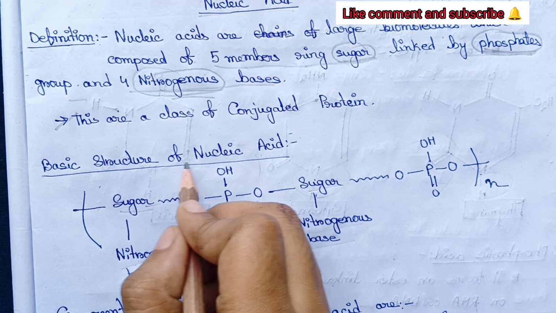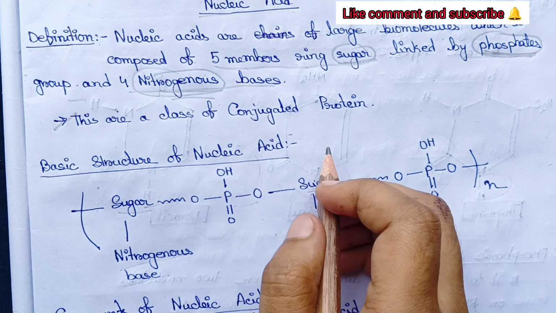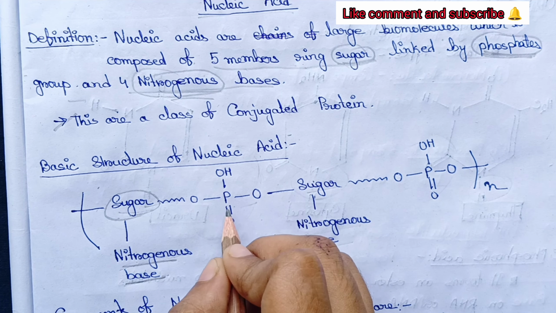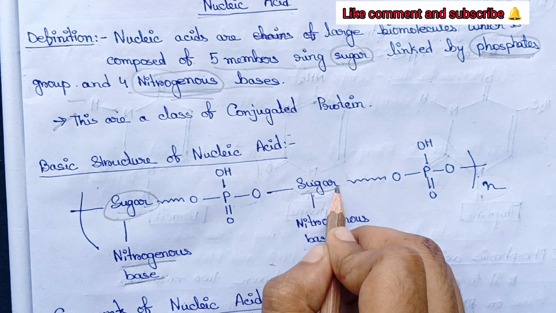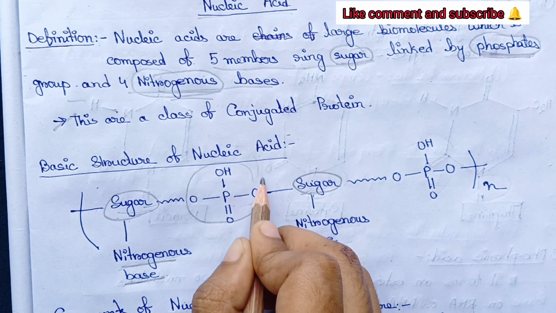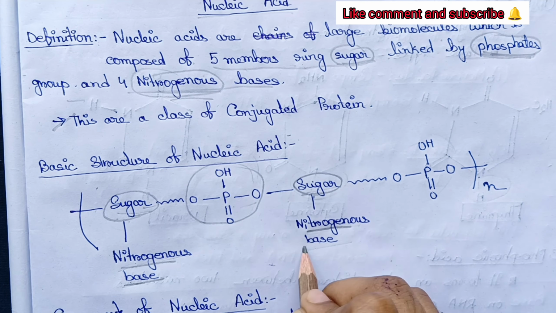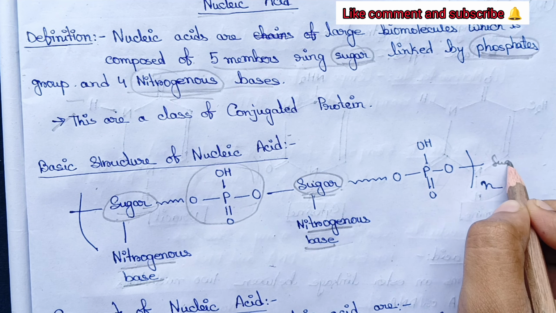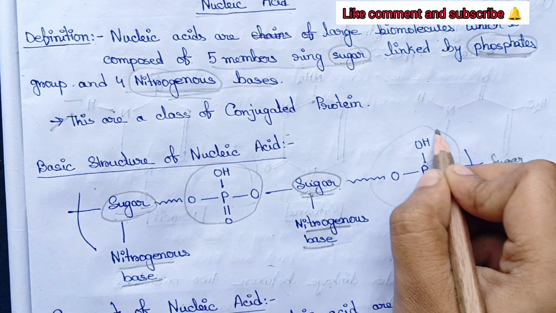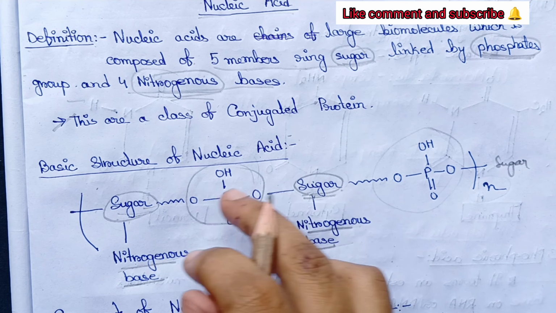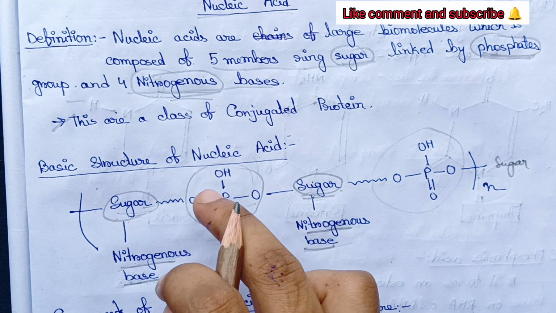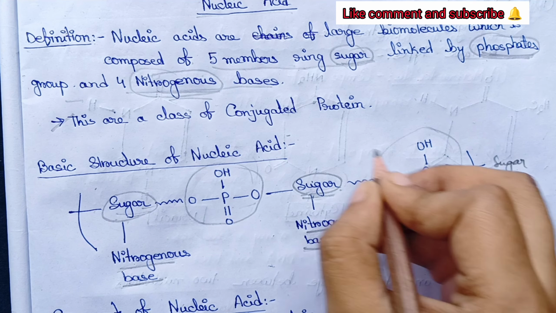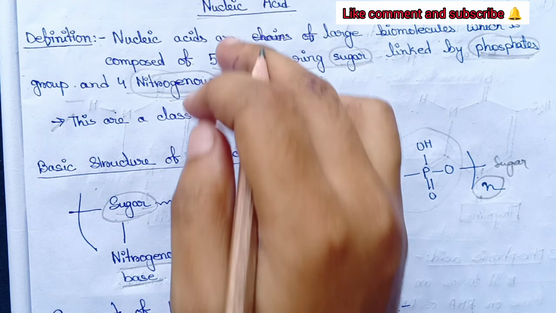Then what is the basic structure of nucleic acid? In a nucleic acid, a nitrogenous base is attached to a sugar molecule, and one sugar molecule is attached to another sugar molecule by a phosphate group. In the same way, one nitrogenous base is attached to a sugar, and that sugar is attached to another sugar molecule with a phosphate group. In the same way, there are many units of nitrogenous base, sugar, phosphate group, sugar, nitrogenous base, and n number of this structure can form a nucleic acid.